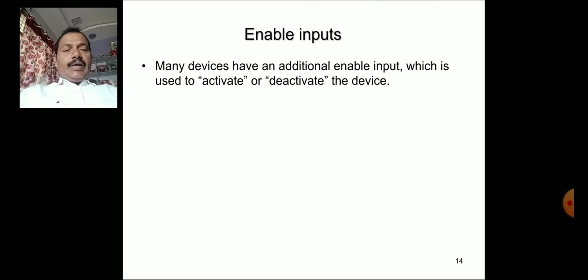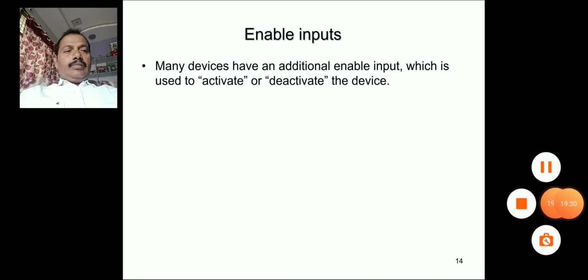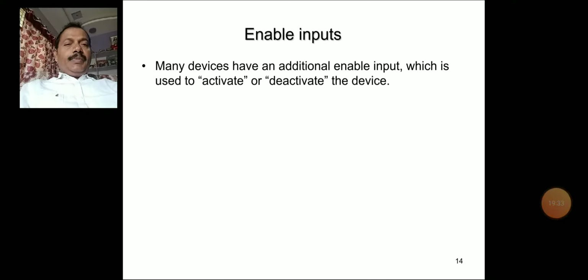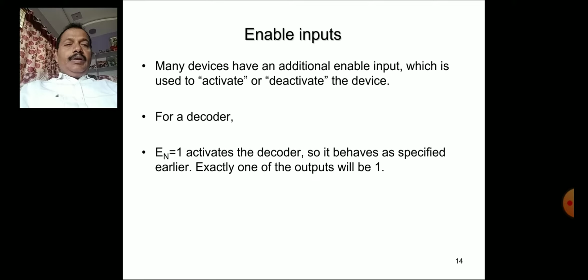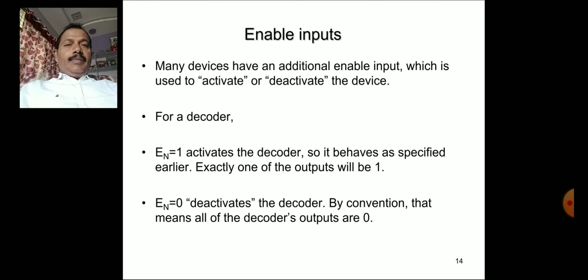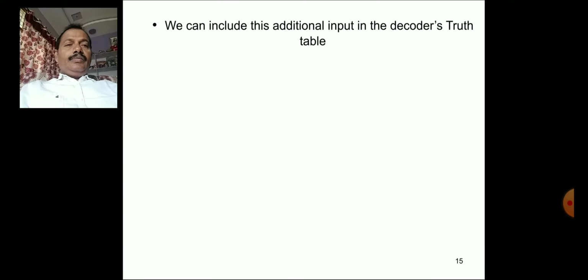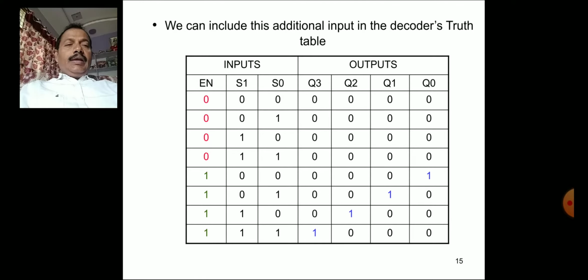Which device is to be enabled, which device is to be activated and which device is to be deactivated, that is done with the help of enable input. So for a decoder, enable equals 1 means it activates the decoder. Enable equals 0 means it deactivates the decoder. We can include this additional input into the decoder's truth table like this.